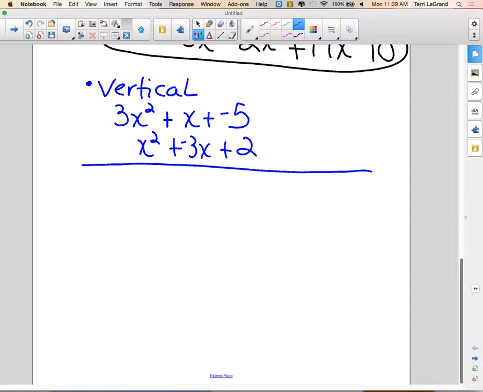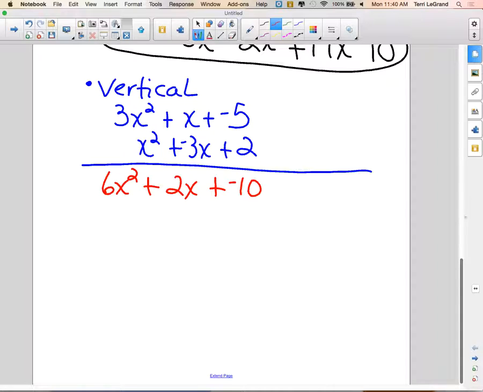So we're going to take 2 times -5. What is that? -10. Bring down our plus sign. 2 times x, 2x. Bring down our plus sign. 2 times 3x squared, 6x squared.